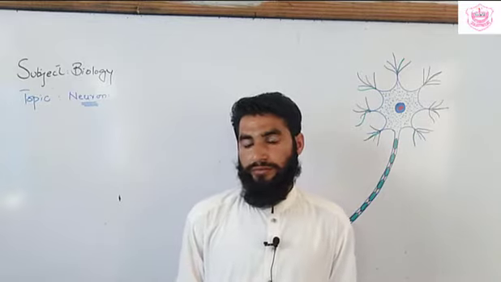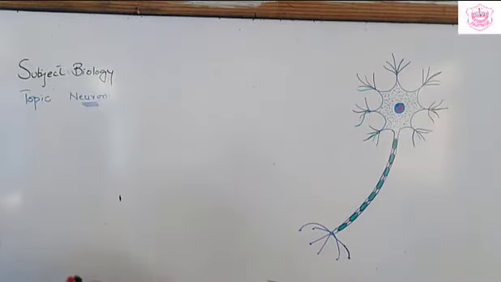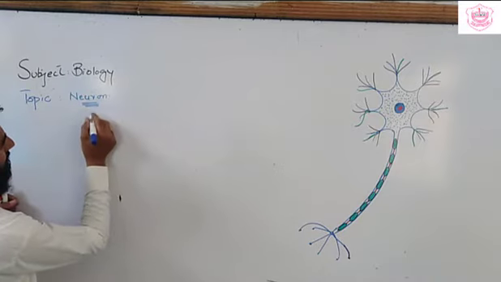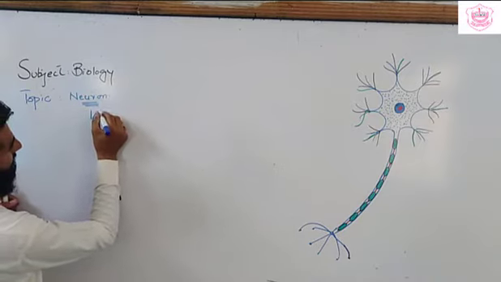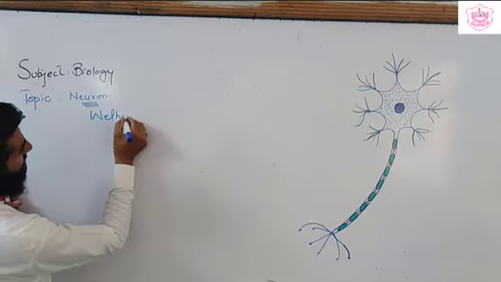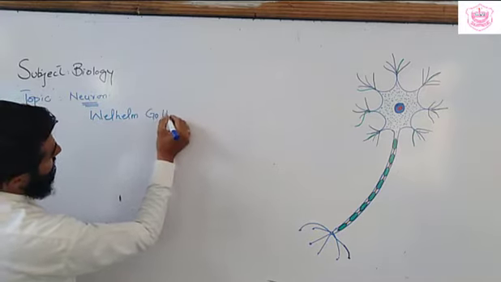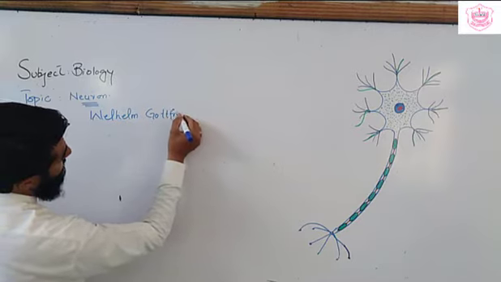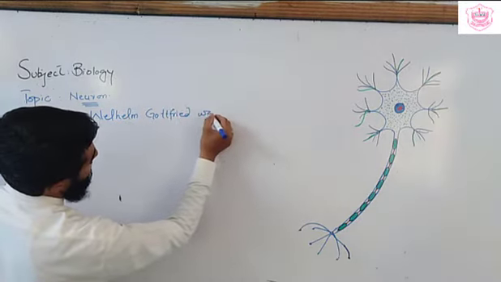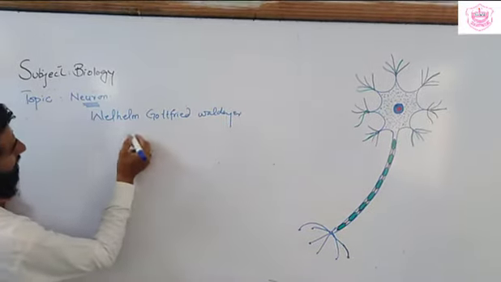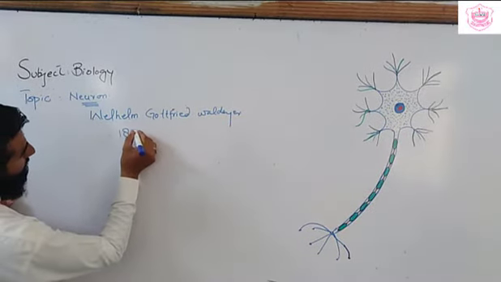In the previous class we discussed the mechanism of coordination, and today we discuss the neuron. First, coming to the discovery: the neuron was discovered by Wilhelm Gottfried Waldeyer in 1891.